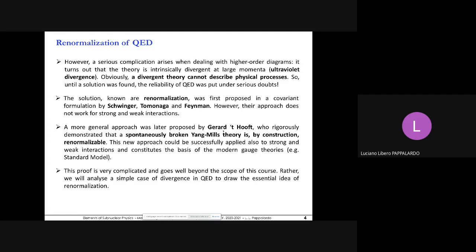Now, the proof by 't Hooft is extremely complicated and goes well beyond the scope of this course. So what we will be doing now is instead to just analyze a simple case of divergence in QED, and I will try to give you the essential idea of renormalization. The formal proof we will completely forget. It's beyond the scope of this course.